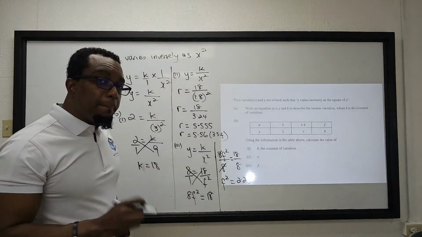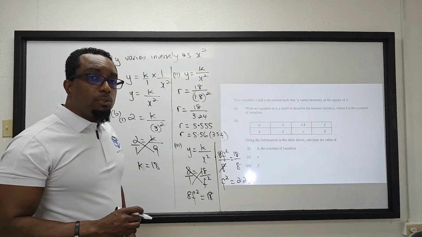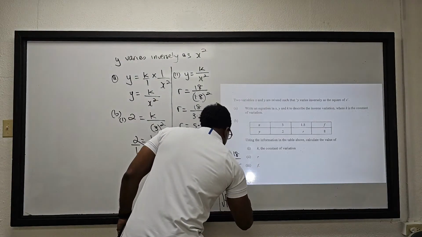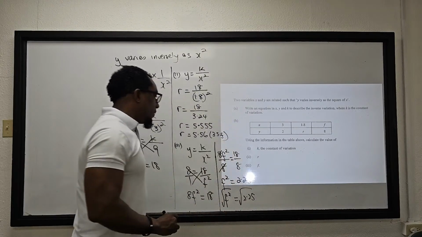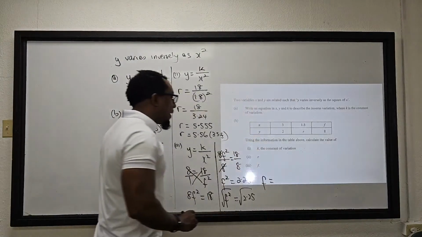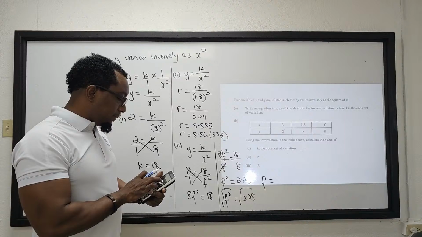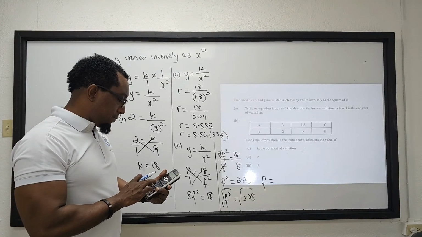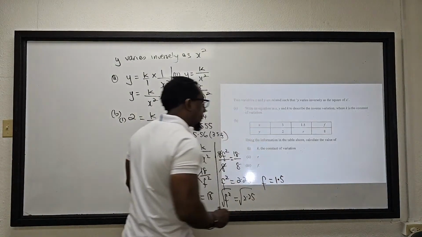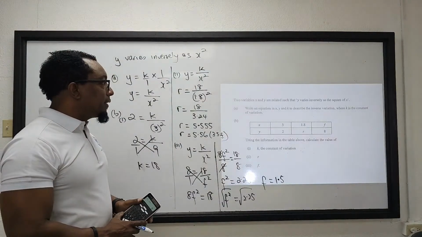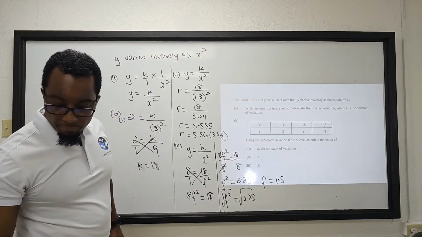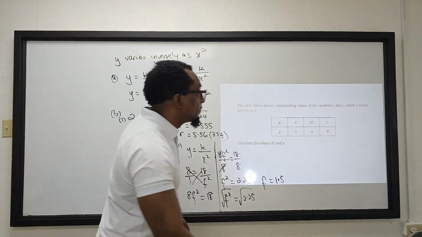And therefore, to get f by itself, I need to remove the power of 2. So I'm going to find the square root of both sides. This is f squared. So the square root of f squared becomes f. And the square root of 2.25 will be what? 1.5. So I found my value for k and I found my value for f using an inverse proportional relationship. Let's look at another.